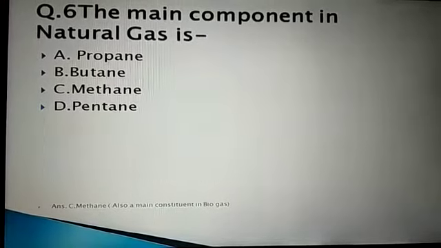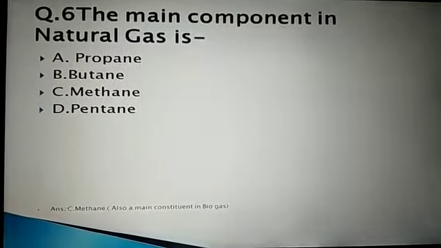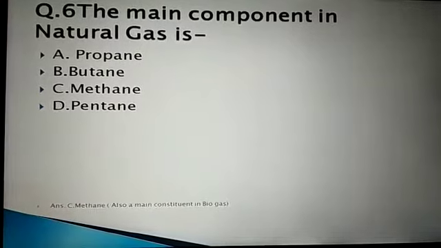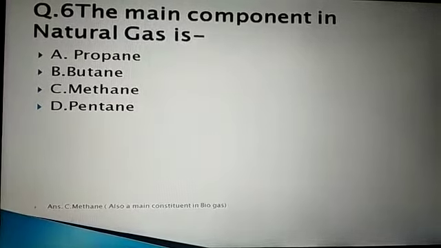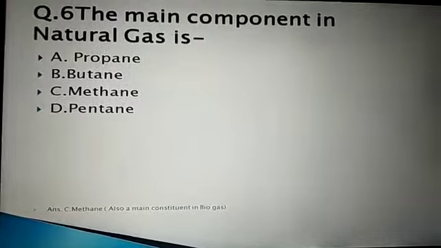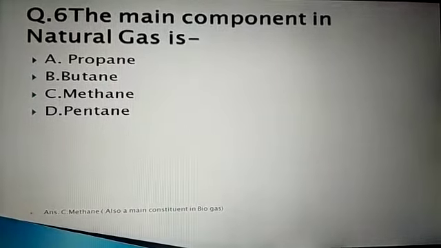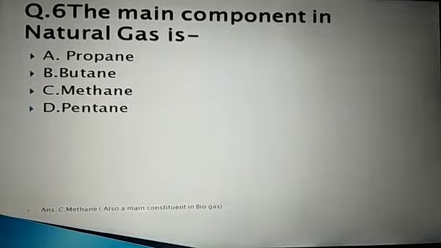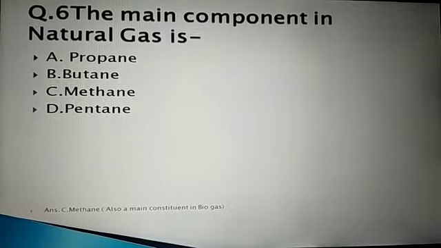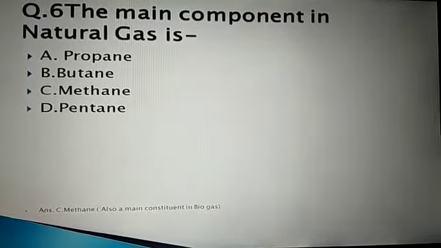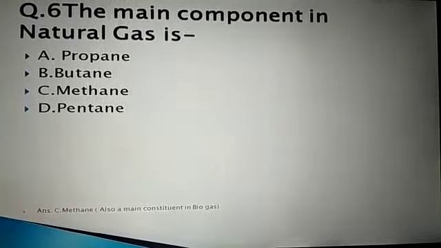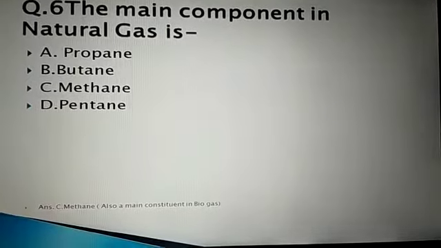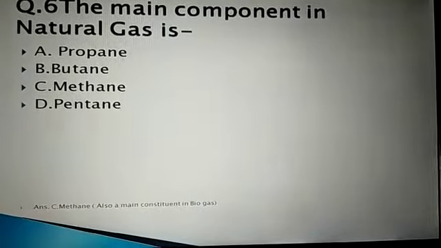Question number 6. The main component of natural gas is A. Propane, B. Butane, C. Methane, and D. Pentane. And the correct answer is C. Methane, CH4. Methane is also the main constituent in biogas.